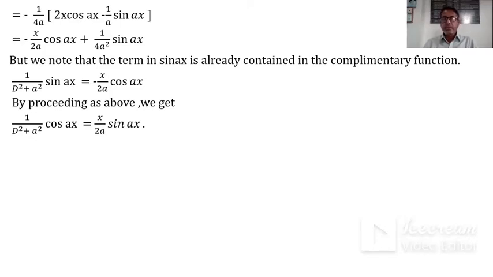We have seen the first case: if we operate 1 upon d square plus a square on sin ax, this is equal to minus x upon 2a cos ax. Similarly, if we operate 1 upon d square plus a square on cos ax, this is equal to x upon 2a sin ax. We have seen these four results. Now we stop our today's lecture.